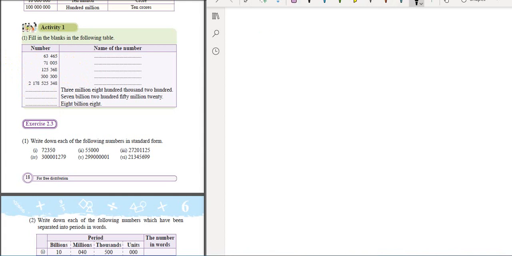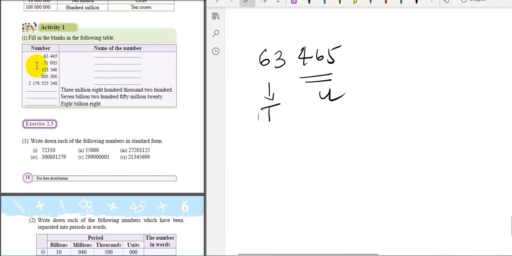I'm going to take the black pen. 63,465. Okay, this is unit period. This one is thousand period. Then how can we call this? 36,465. What about this? 75,005. This 125,368. Then 300,000 and 300.